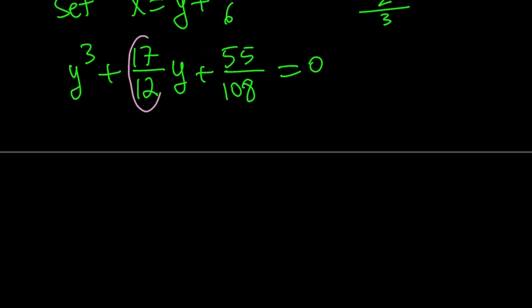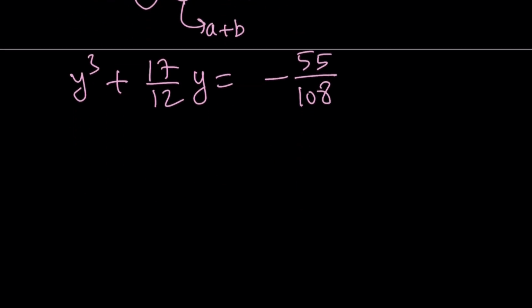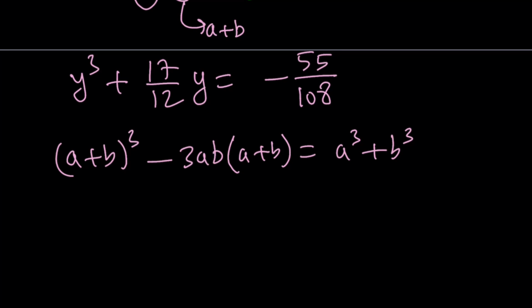So here's what I'd like to do. First of all, I want to call this a plus b. And I want to write my equation as follows. I want to isolate the constant term because I'm going to make this look like an identity, which is (a plus b) cubed minus 3ab times (a plus b) equals a cubed plus b cubed. So the idea relies upon turning this cubic into a quadratic by using this identity.